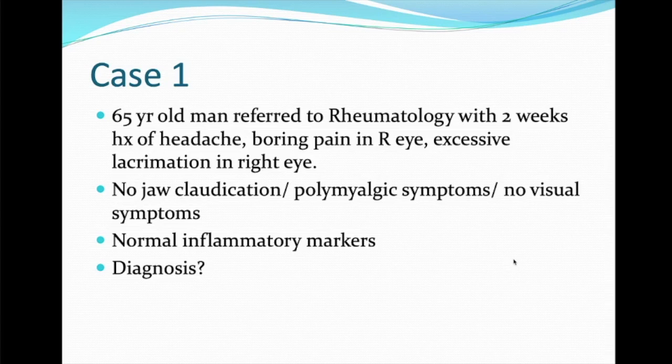So I'll be first starting by presenting a couple of cases of patients that I've seen in clinic, and it's really to put things into context. So the first patient is a 65-year-old man who was referred to rheumatology with a 2 weeks history of headache, sharp pain in the right eye, excessive lacrimation in the right eye. He did not have any jaw claudication or any polymyalgia symptoms, and there was no visual symptoms either. His inflammatory markers were normal.